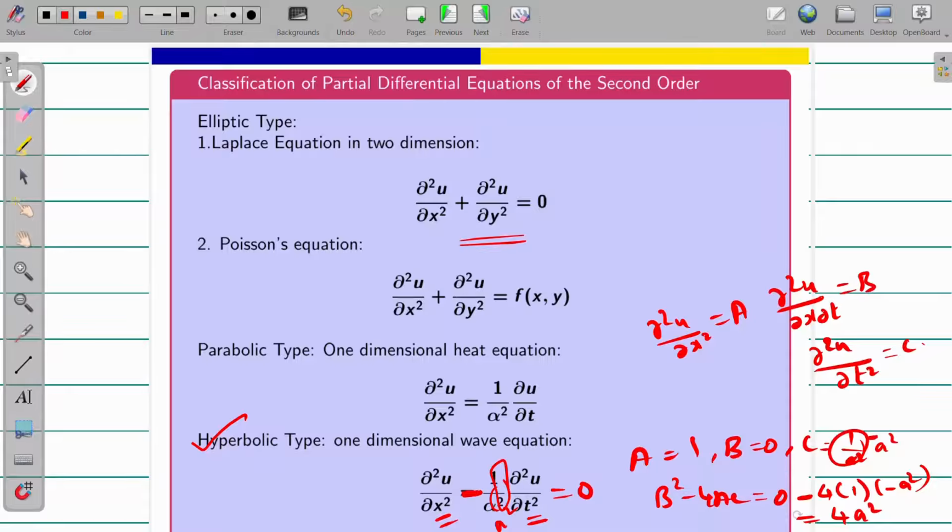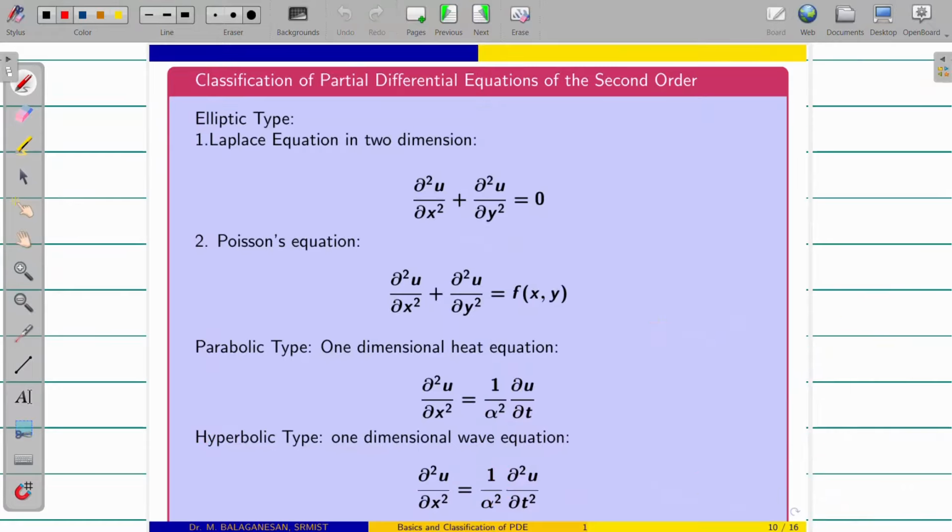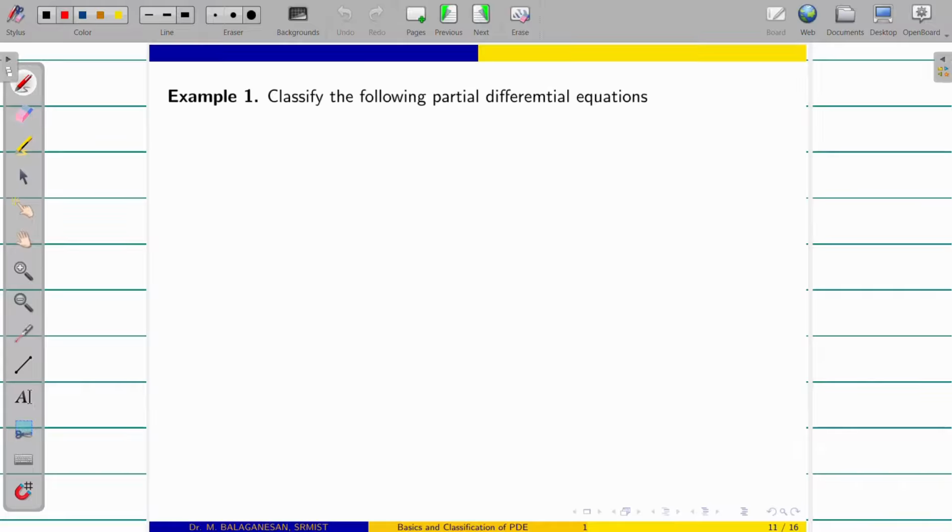That's it, guys. This is the way to classify the partial differential equations. I have given few more problems for your better understanding. Classify the following differential equations. f double x minus 2fy equal to 0. What is your a? A is 1. What about b? It is xy, b is minus 2. What is c? Equal to 0.